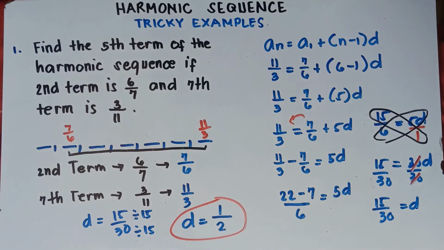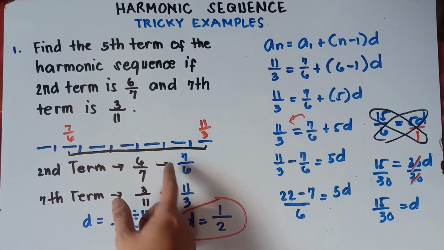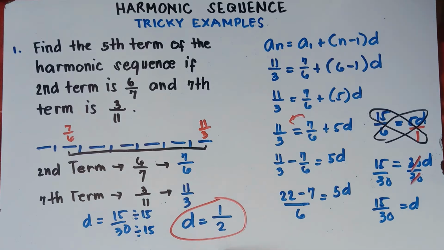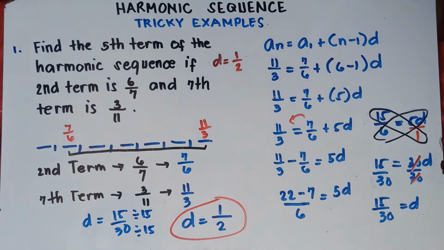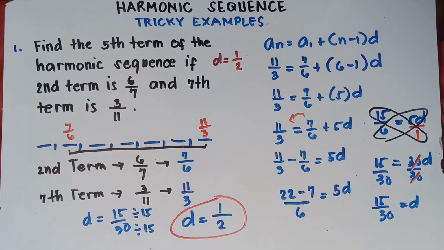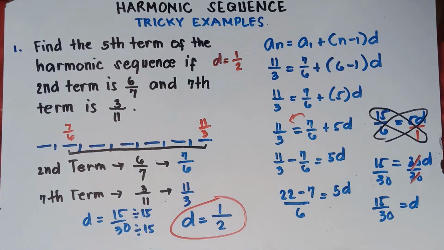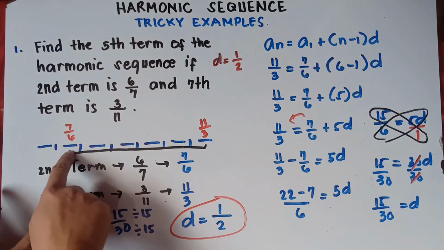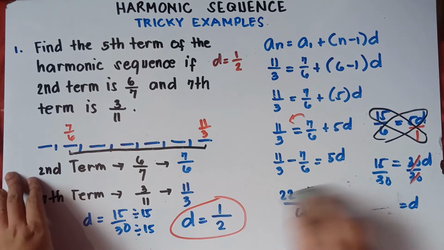Now once we get the d, class, we can find any of these terms, because we already have the common difference. Alright, let me just write the common difference: d equals 1/2. Alright, you pause the video, class, because I will be erasing this one and we'll find the fifth term. We can find it manually, by just adding the common difference. Of course, 7 over 6 plus 1/2. You can do it. Okay, so let me just erase this one, class.